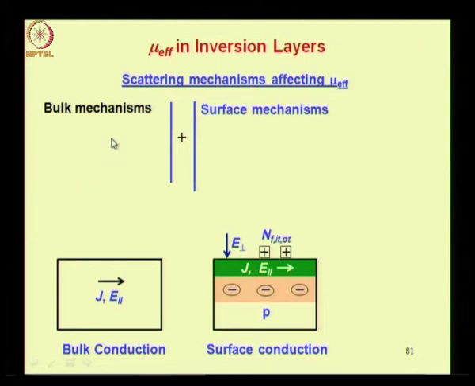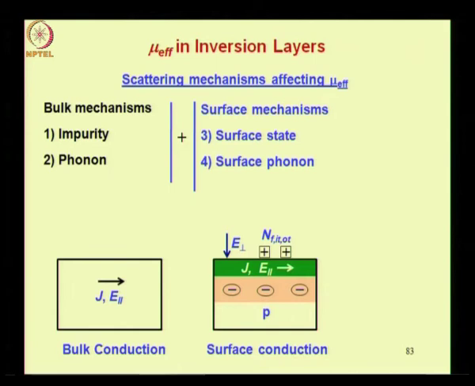Now, the scattering at the surface includes the mechanisms which take place in the bulk also. Therefore, let us separate the mechanisms affecting mu effective into two parts, namely the bulk mechanisms and surface mechanisms. So, the impurity scattering and phonon scattering in bulk affect the carriers at the surface also.